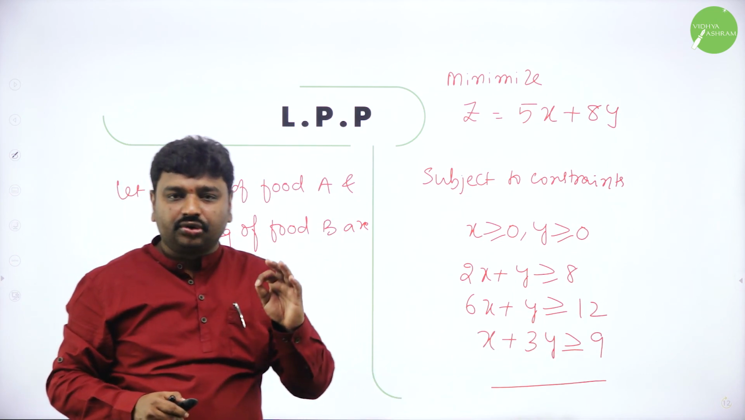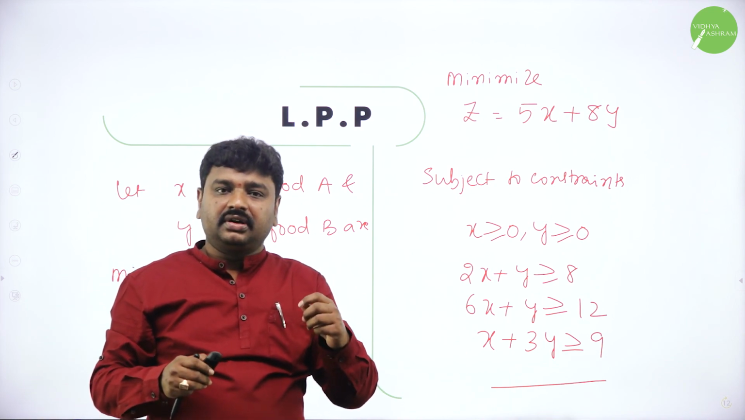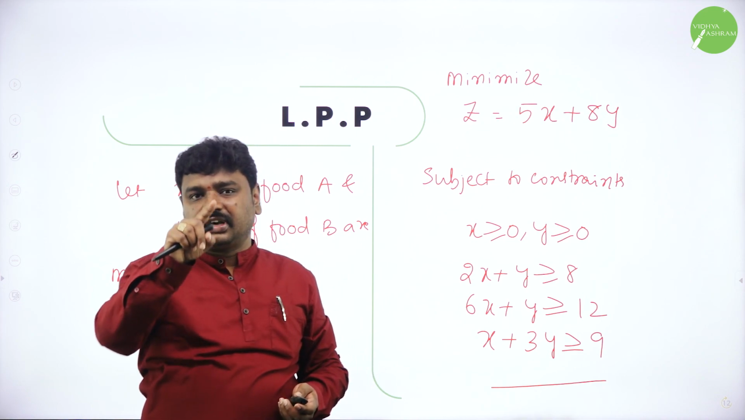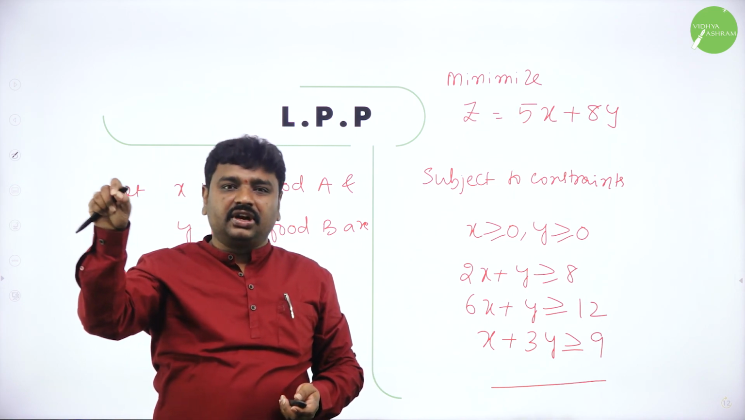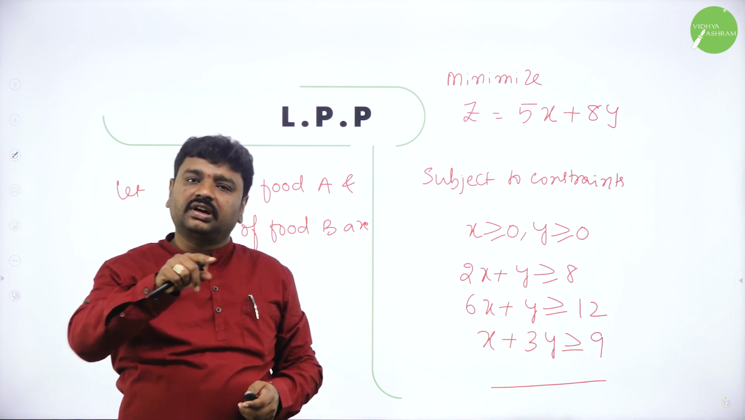So by this, in today's class, I explained mixtures and manufacturing problems, and I taught you how to formulate LPP. First find number of unknowns, define unknowns x and y, then write objective function, then write conditions or constraints. That's it.